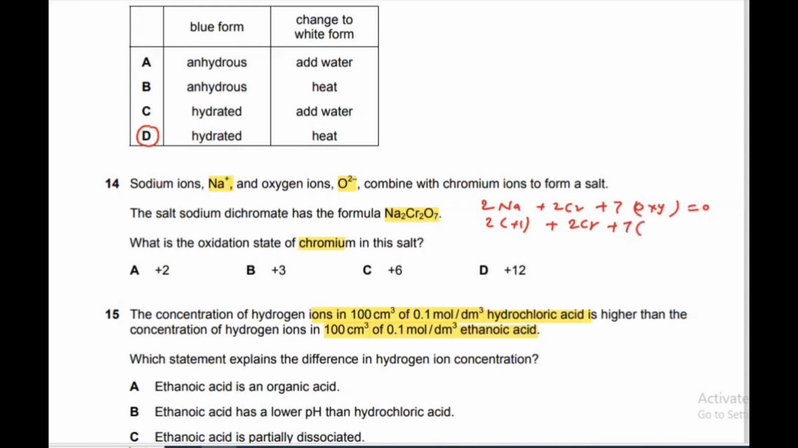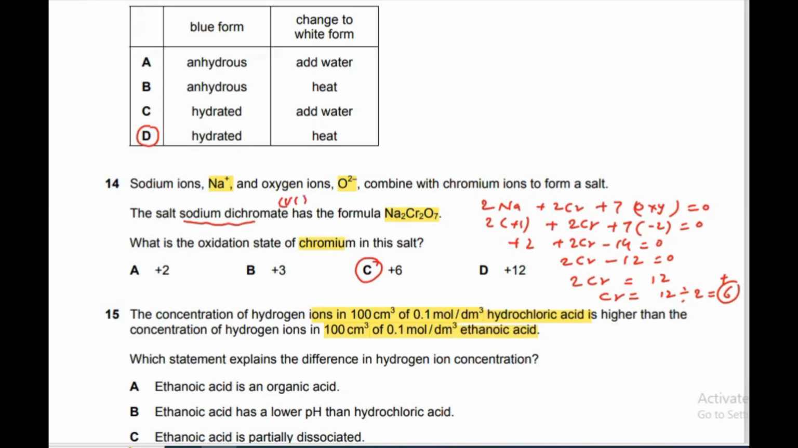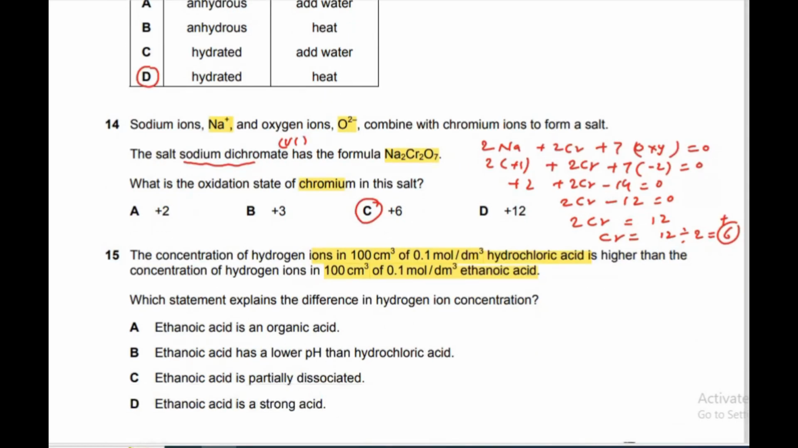So 7 oxygen atoms are there. Every atom is -2. So +2 plus 2 Cr minus 14 is 0. So 2 Cr minus 12 is 0. 2 Cr is 12, and the oxidation state of 1 chromium is 6. So +6 is the oxidation state of chromium in this compound. This is sodium dichromate, and we can also say sodium dichromate(VI), because 6 is the oxidation state of chromium. So C is the answer.